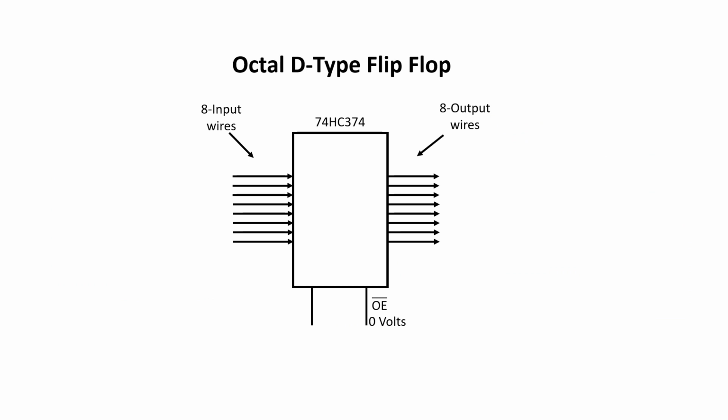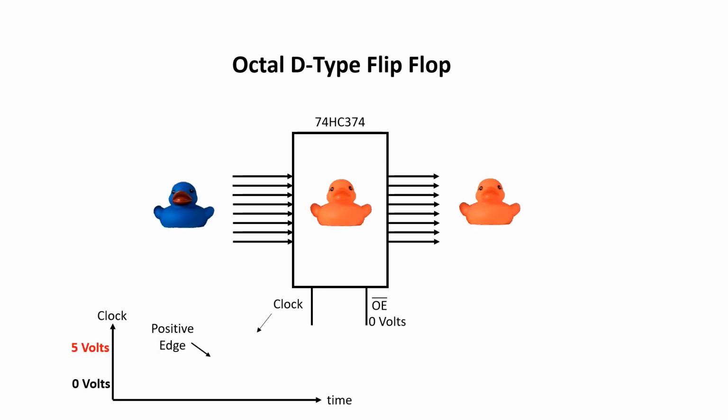The other thing I want to go over again is the octal D-type flip-flop. It has 8 wires coming in and 8 wires going out. This is a bit like a single pigeonhole, and it can store one 8-bit value internally. These flip-flops have a clock signal, and the data internally only ever gets updated on the positive edge of the clock. Data presented at any other time is just ignored. Watch the clock signal again.